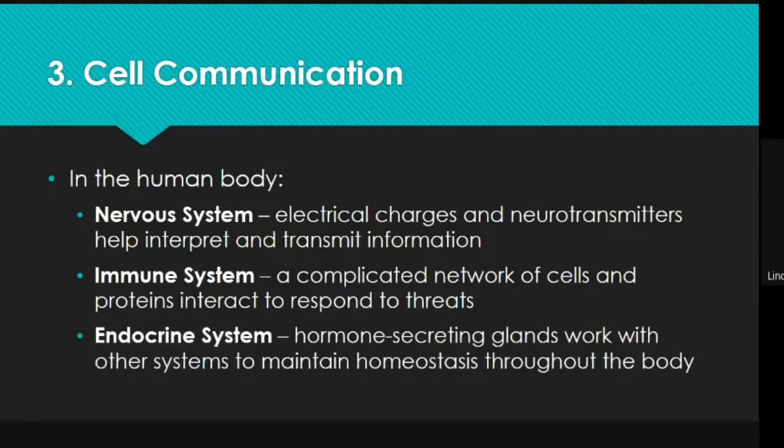And then finally, the endocrine system. I mean, this is the hormonal system. It's made up of glands. Those glands secrete hormones that go throughout our body, and they help us maintain homeostasis. So adrenal glands, thyroid gland, those glands tell our body what to do.